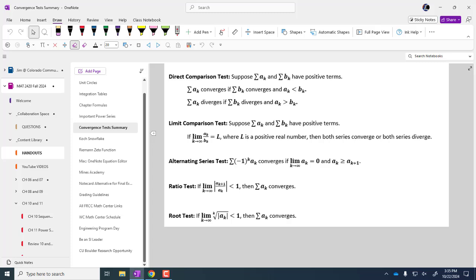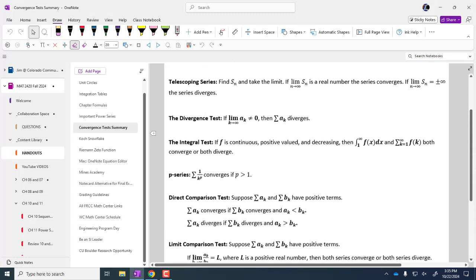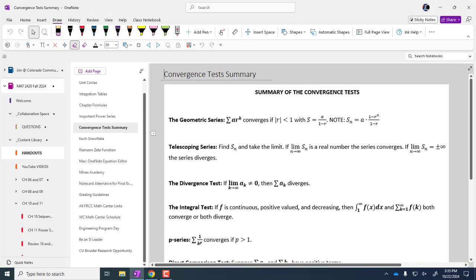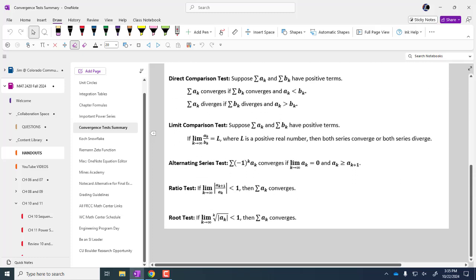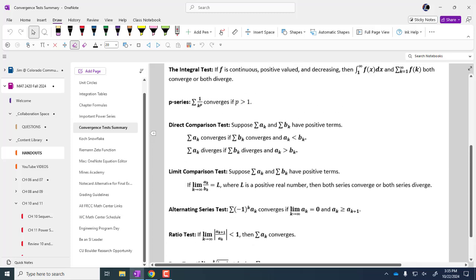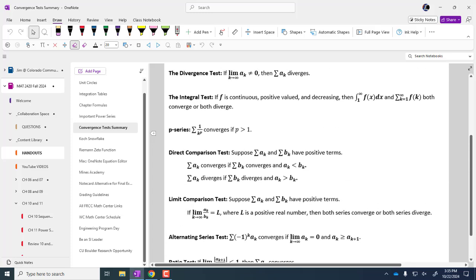Here are our convergence tests. We can count them right now. 1, 2, 3, 4, 5, 6, 7, 8, 9, 10. Yeah, we'll have 10 total. So if you go to handouts under convergence tests, that's where we're chipping away right now.